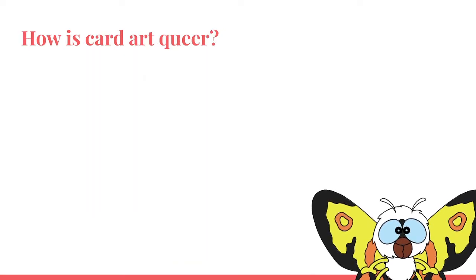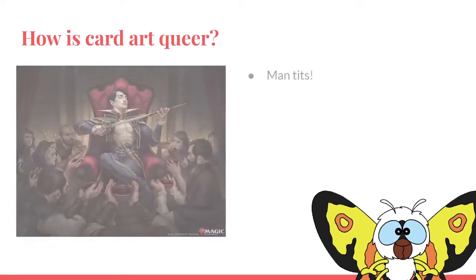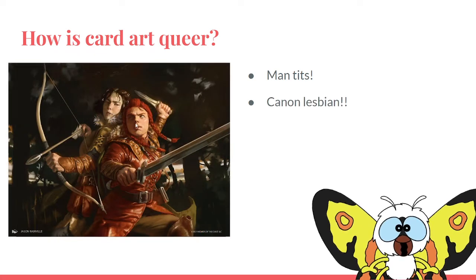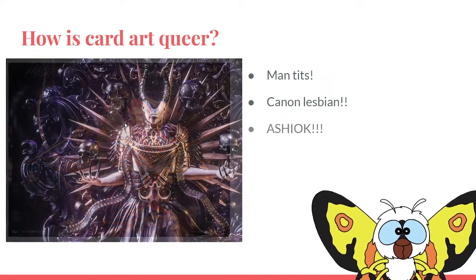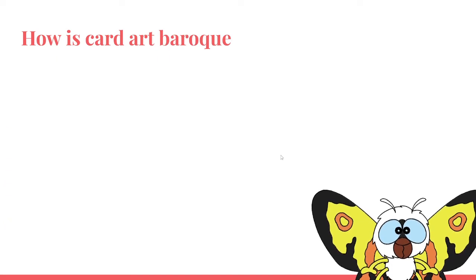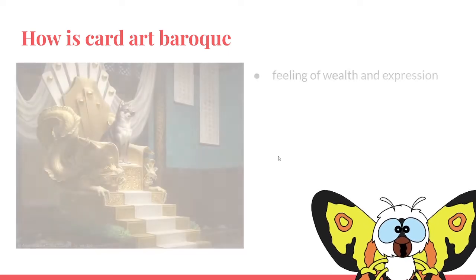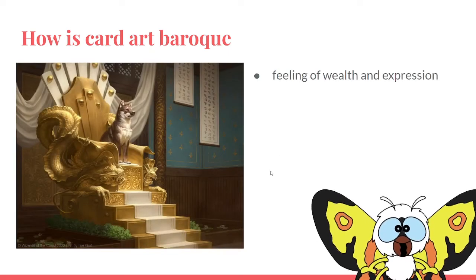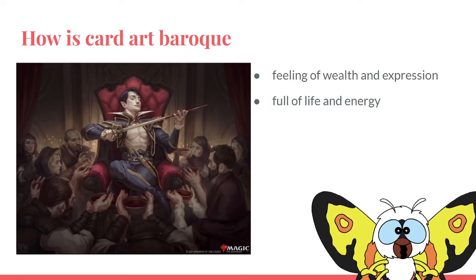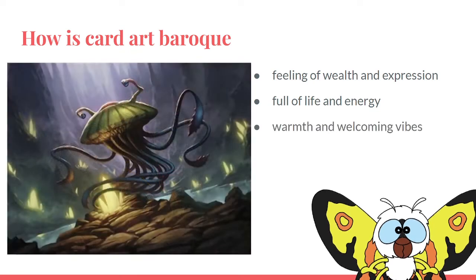How else is the card art queer? Man tits. Ken and the Lesbians. Ashiok. These are all great examples of how card art can look gay. How is card art baroque? Well, it's very simple. There's a strong feeling of wealth and expression. It is full of life and energy. And there is warmth and welcoming vibes.